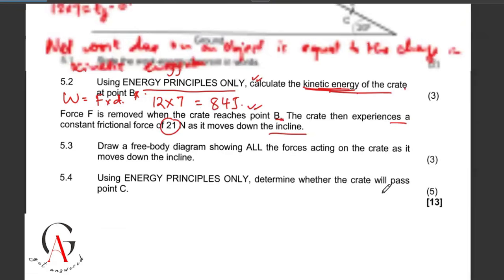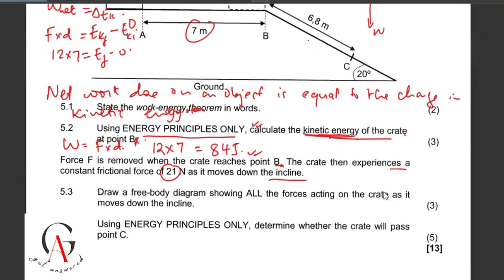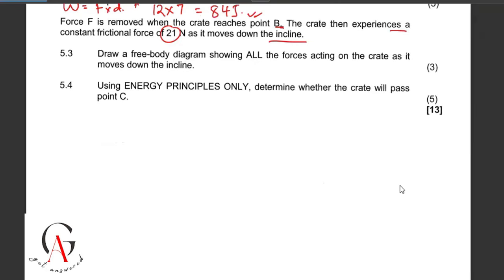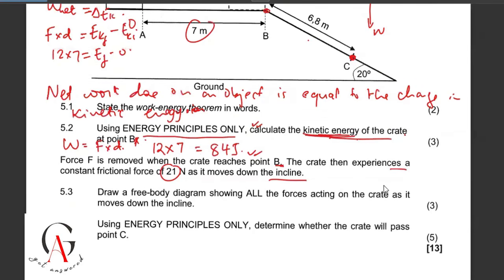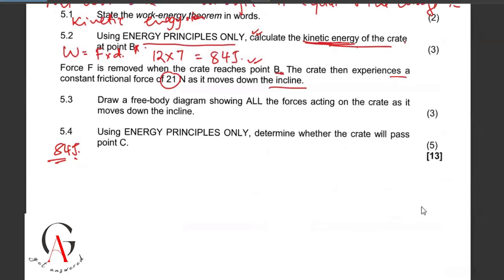Then use energy principles only to determine whether the crate is going to pass point C. So let's see, how much energy do we have currently? We have 84 joules. Then let's determine the net work done to move between B and C. Along the incline, we're going to have the FG parallel downwards, and this force is the one that is dragging the object together with that frictional force. Let me just get the work done by the frictional force.